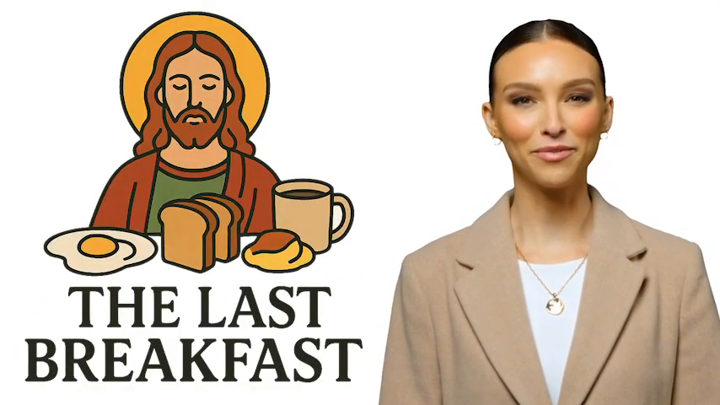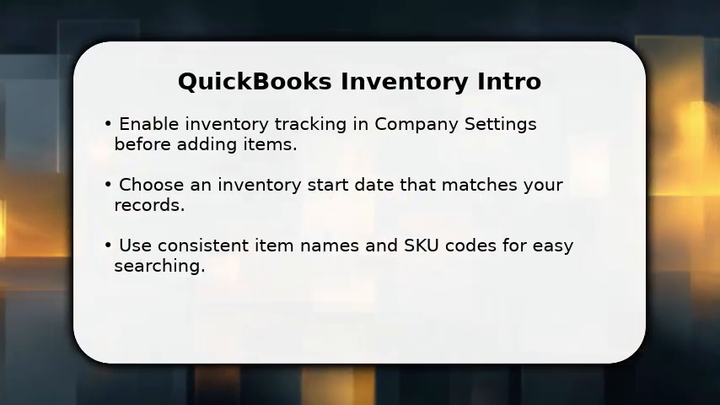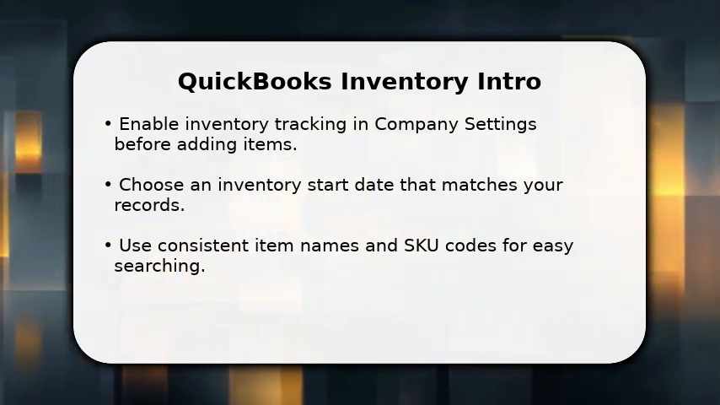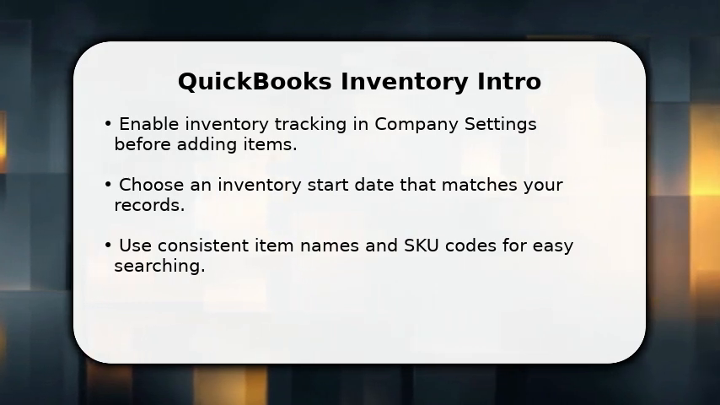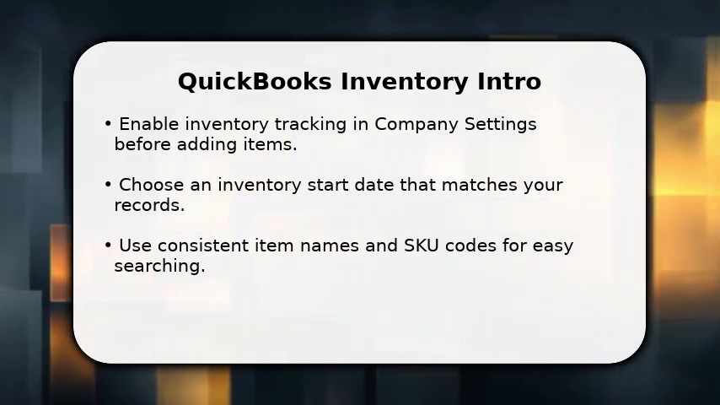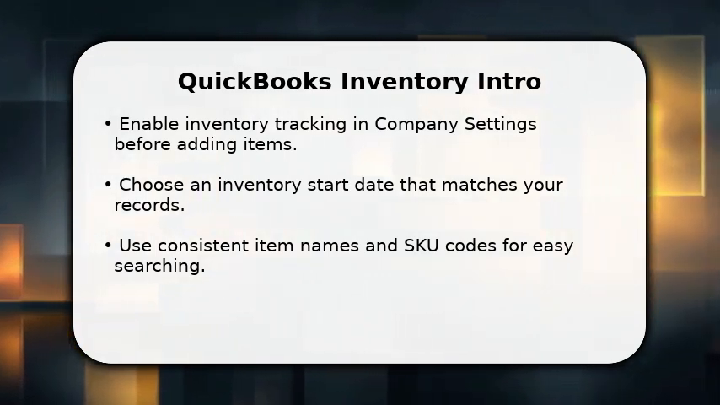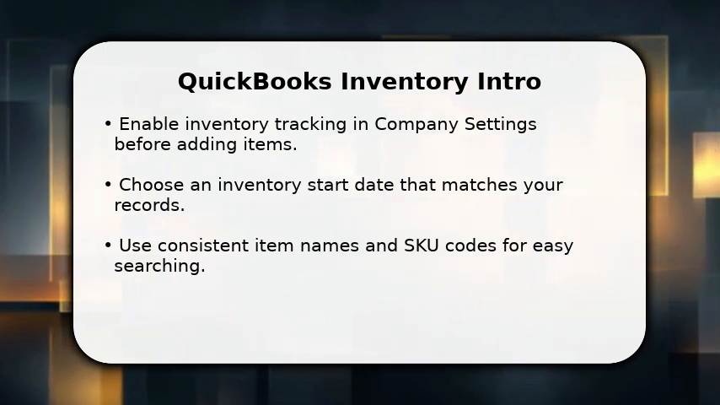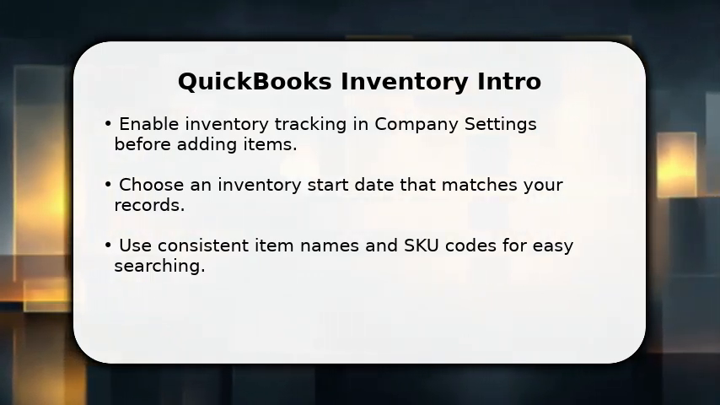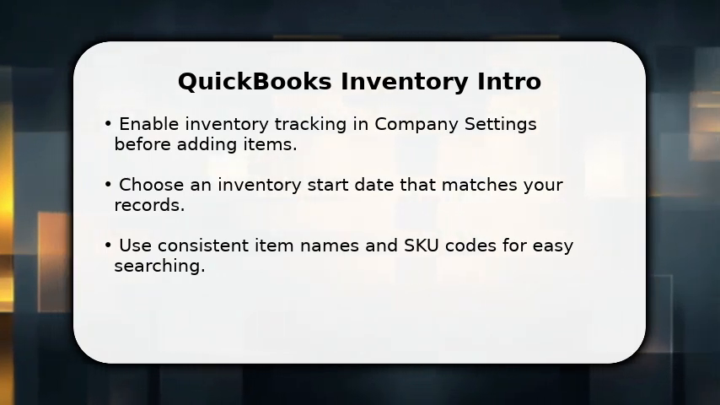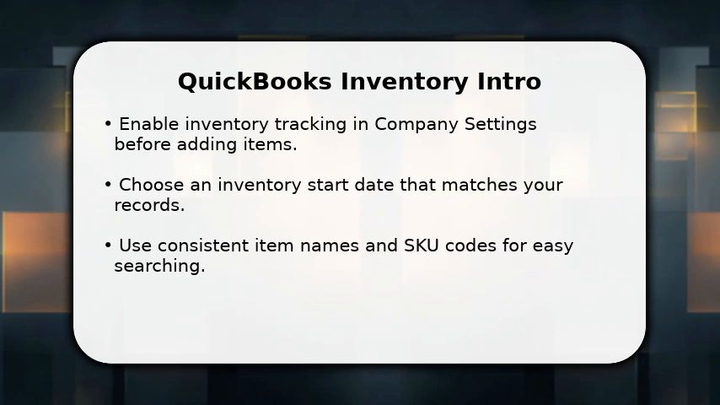Please enjoy the video. In this video, I will show how to use QuickBooks Inventory Easy method. First, enable inventory tracking in company settings and set your inventory start date to match your records. Next, add items with clear names, SKU codes, and accurate cost and sales prices. Finally, count stock, record adjustments, and reconcile quantities to sales and purchases to keep reports accurate and decision-ready.